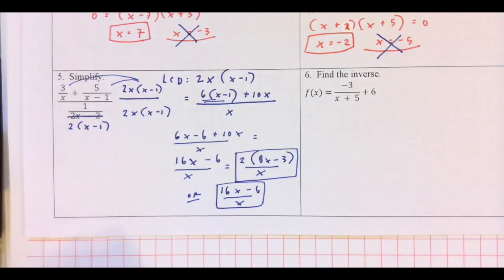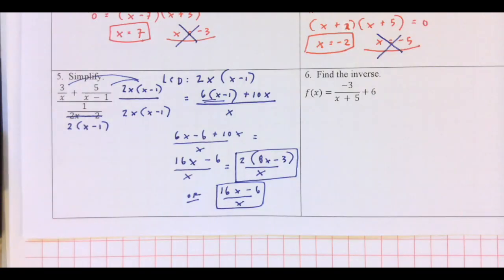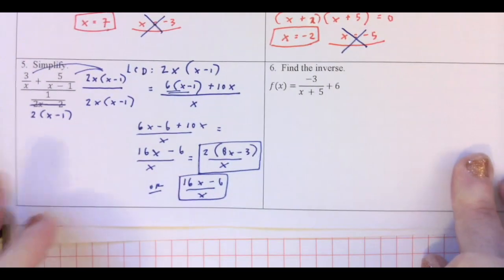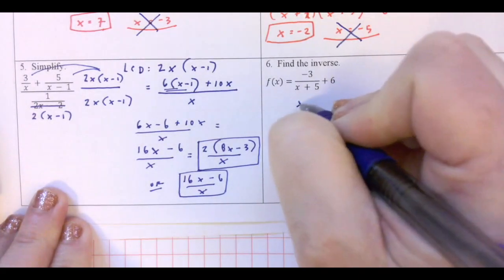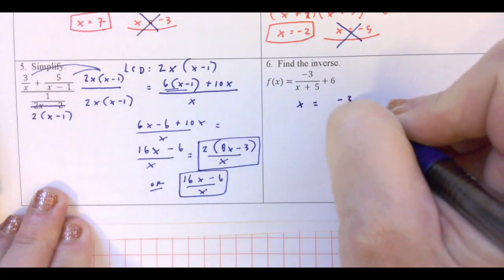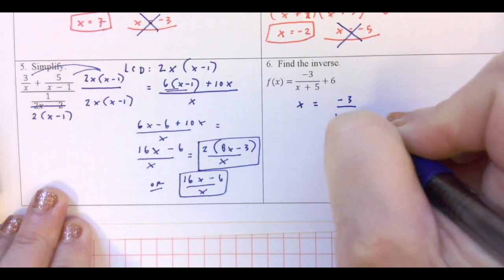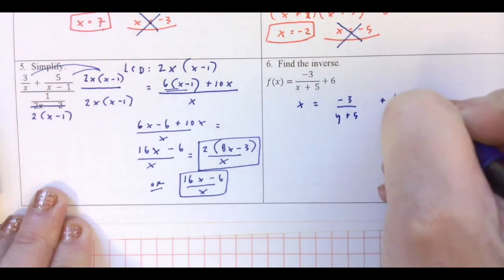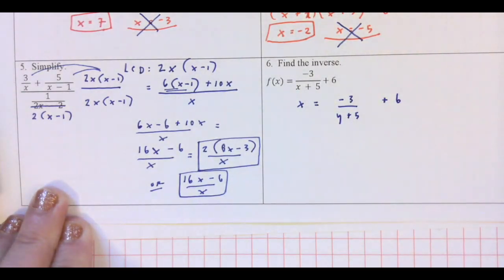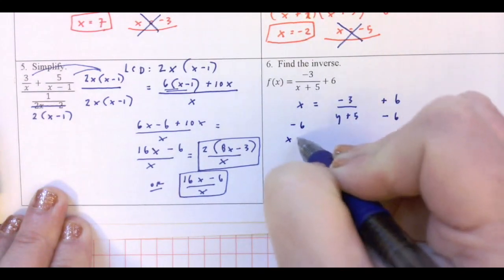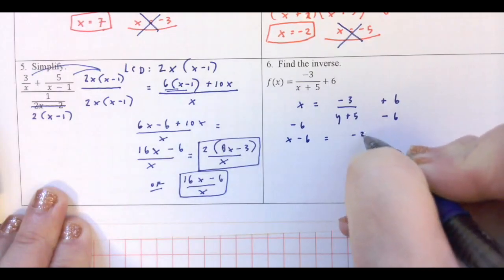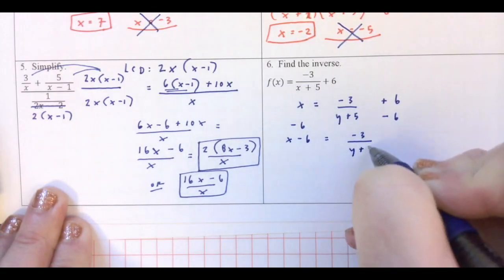Either format is fine. Okay, next, finding an inverse. So here we know to flip the x and y values. So I'll say that x equals -3 over y plus 5, plus 6. Okay, so next stage I would take away the 6 from each side. X minus 6 equals -3 over y plus 5.